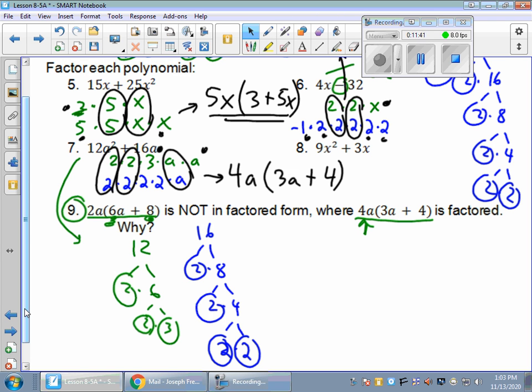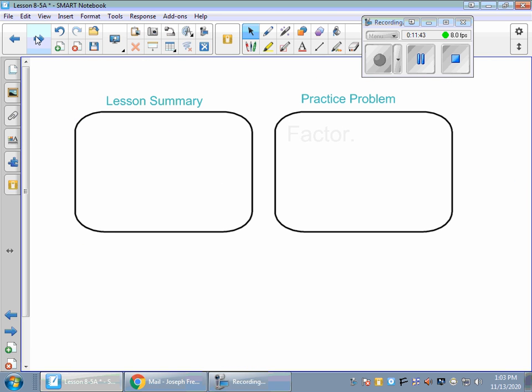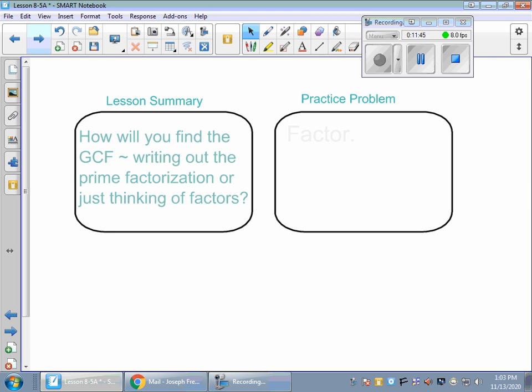So what we're doing now is we're going to finish up with the summary here, and then let's do the last one here together, or let me try to figure this one out here for you.